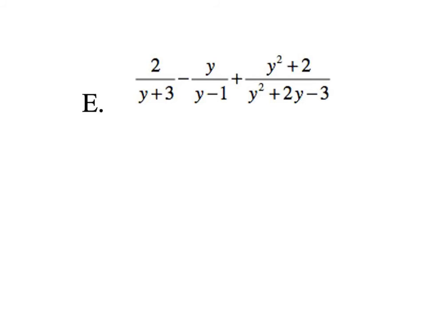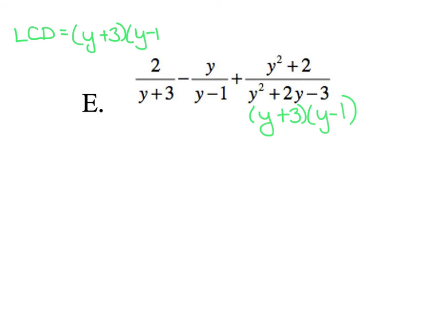Okay, now let's find our least common denominator. Again, let's start by factoring our denominator here. This one would become y plus 3 times y minus 1, which I can already see is going to be really nice because I have 3 fractions here, but this denominator has a y plus 3, this has a y plus 1. So my least common denominator really only has 2 factors in it. It would be y plus 3 times y minus 1.